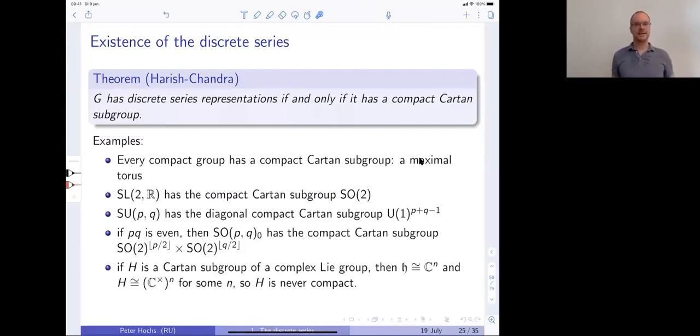In the complex case, there is never a discrete series because if you have a Cartan subgroup of a complex Lie group, it turns out that the Lie algebra of the Cartan is always isomorphic to C^n, and via the exponential map, H is isomorphic to this group, the non-zero complex numbers to the n, which can never be compact. So complex Lie groups never have discrete series representations.